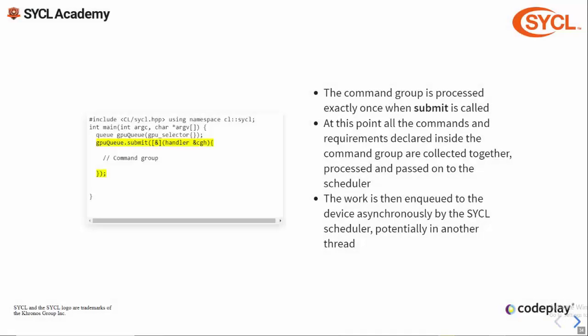The body of the callable represents the command group scope. This is where you construct a command group. And you do this by associating dependencies and commands with the handler object, but we'll cover this in more detail in later lectures. The command group scope is called exactly once, and when this function returns, the submit member function will then construct a command group. This command group is then processed and submitted to the scheduler, where its commands are enqueued asynchronously.